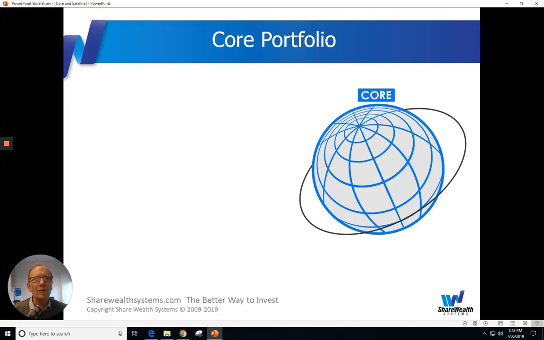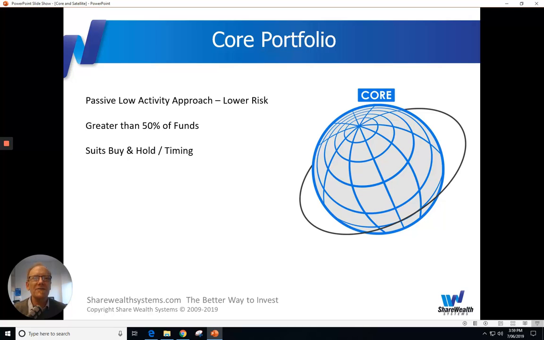So what is a core portfolio? A core portfolio is typically one that uses a lower risk-based strategy, and the emphasis is on being passive. A core portfolio also contains at least 50% of the total funds that you have available for investing. It's best suited to either a buy and hold strategy or one that uses timing for risk management. As an example, a single index ETF strategy fits very well into a core portfolio. Again, the emphasis being on a low level of activity.